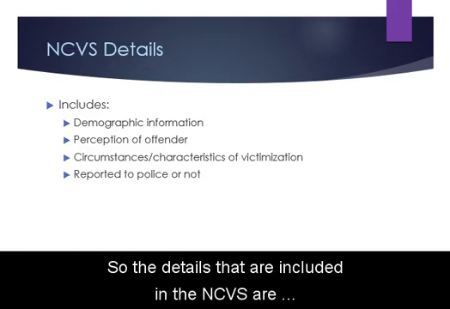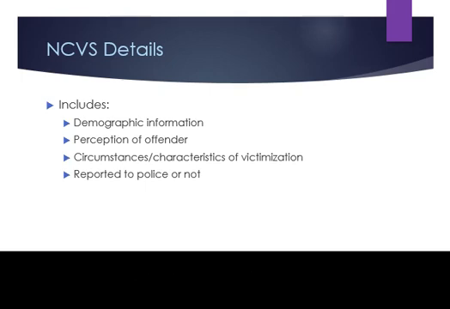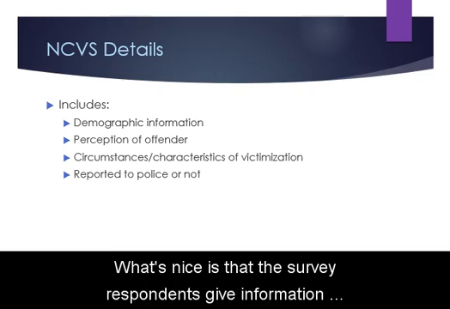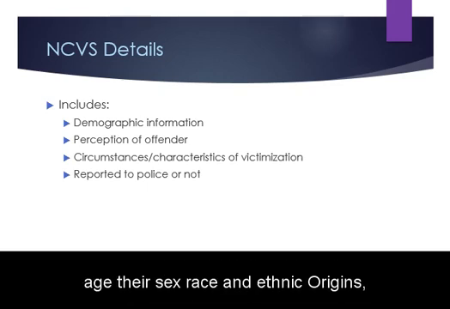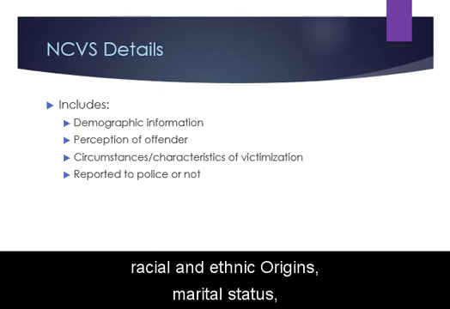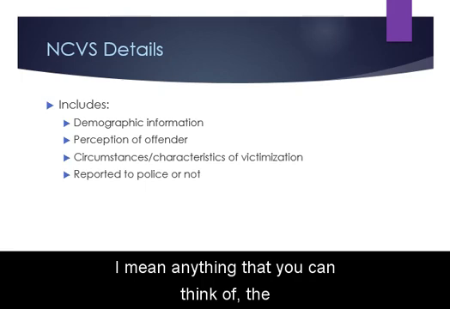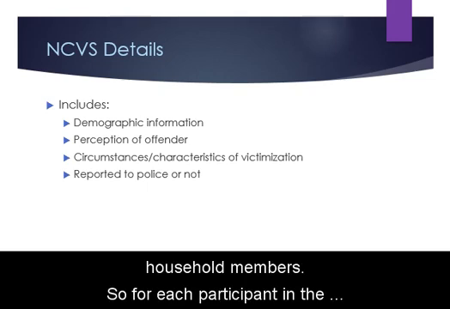The details included in the NCVS are, some of it is the same, but some of it is a little bit different from the other data sets that we've talked about. What's nice is that the survey respondents give information about themselves, so they can report on their age, sex, racial and ethnic origins, marital status, education, income, anything that you can think of. The respondents are reporting about themselves and their household members.